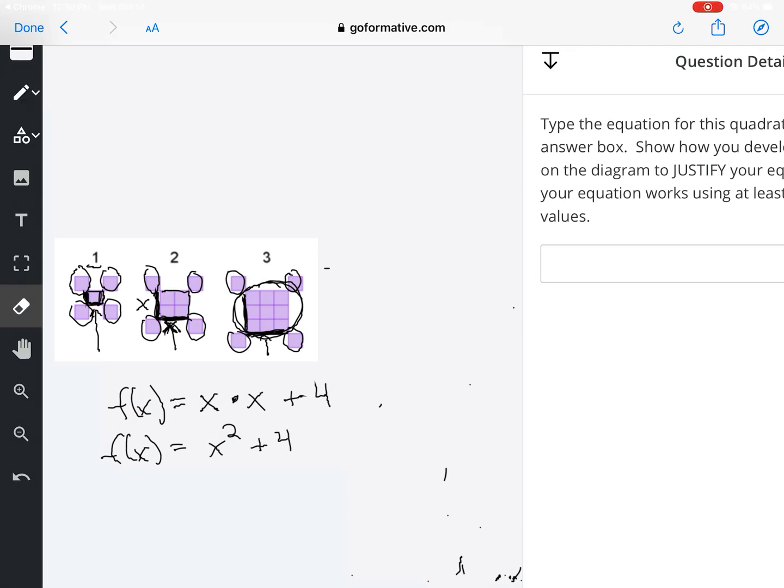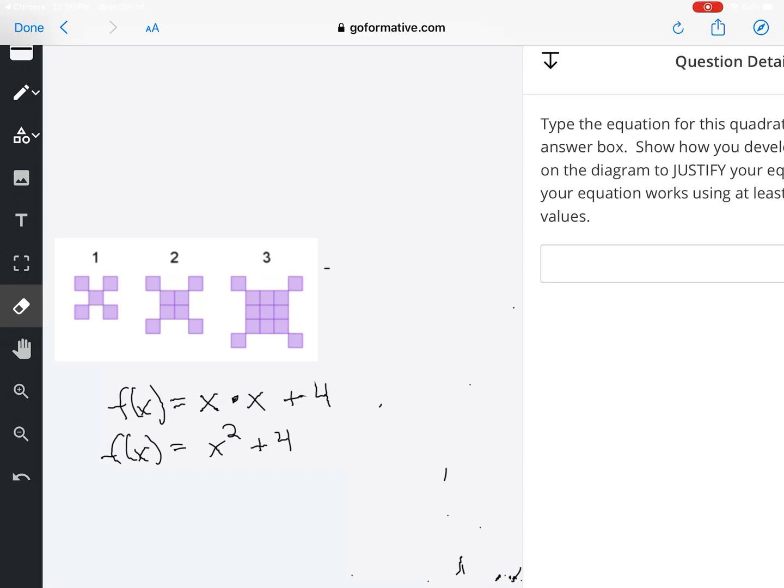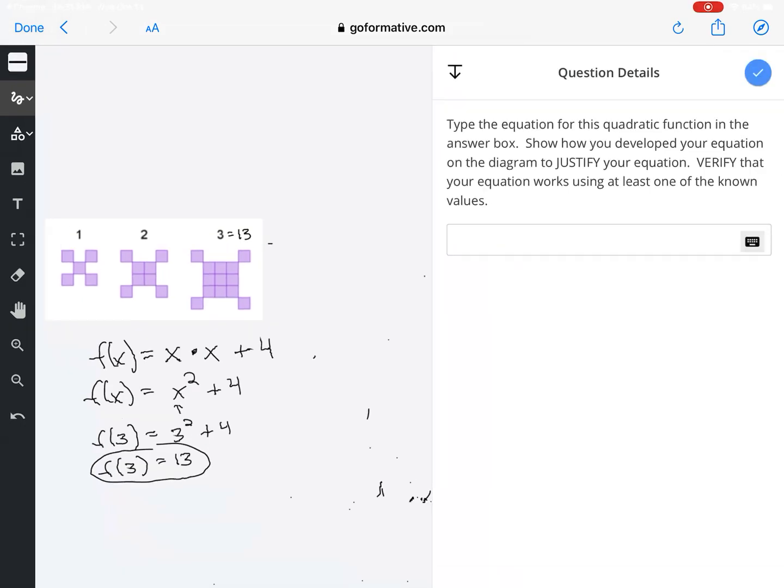And then I would just want to test that. Let me erase this because it's really marked up, to make sure that that is correct. So for example, 3, I have how many? I had, was it 13? There's 13. So when I plug in 3 here, I better get 13. Let's see. So f of 3 is equal to 3 squared plus 4. And yeah, 3 squared is 9, and 9 plus 4 is 13. And there's the proof for it.